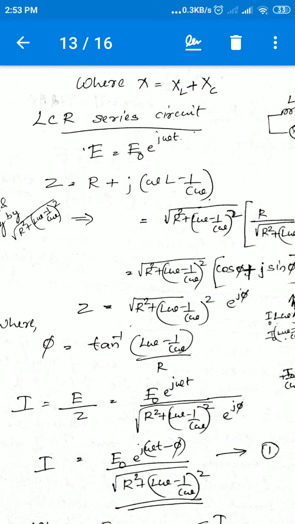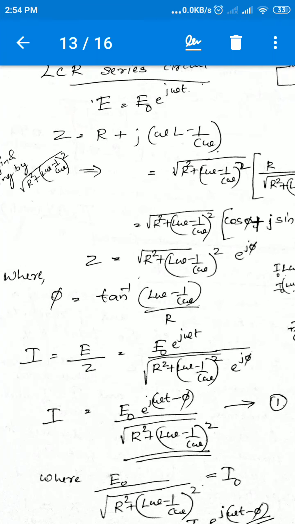E is E0 exponential j omega t. We have taken the whole value, not just the imaginary part of E0 e raised to j omega t. Finally, we will write that the real value is the imaginary part of this E0 e raised to j omega t. Now E by Z is equal to E0 e raised to j omega t, as shown at the top, divided by Z, which is root of R square plus L omega minus 1 by C omega whole square into e raised to j phi.